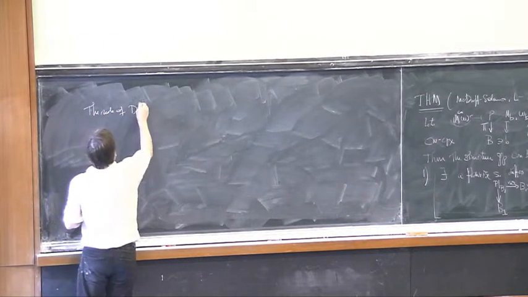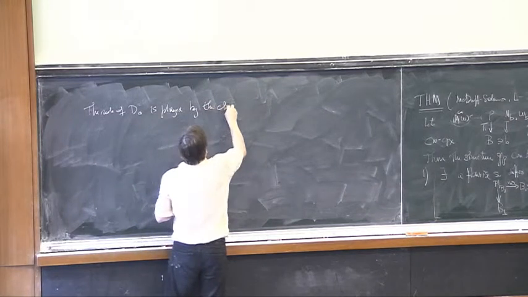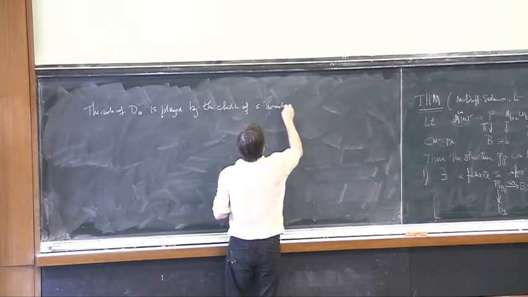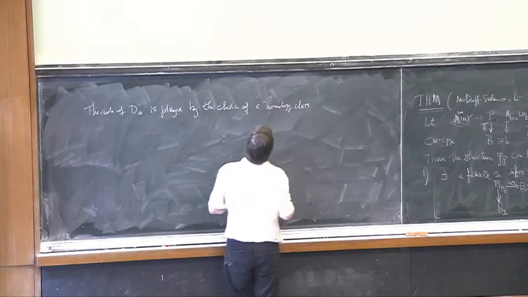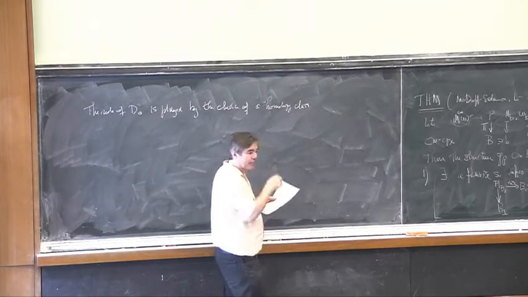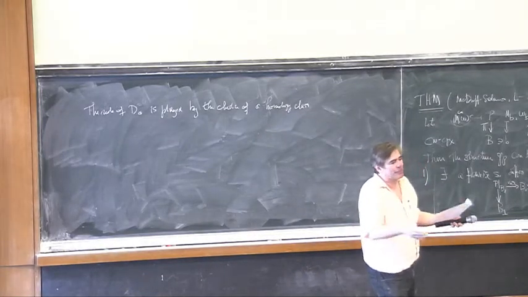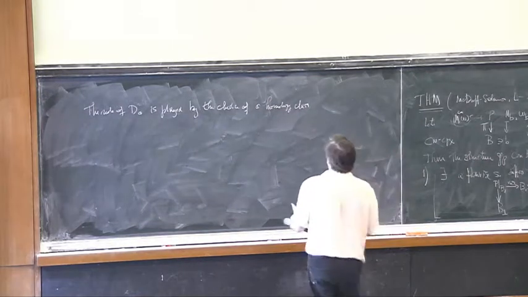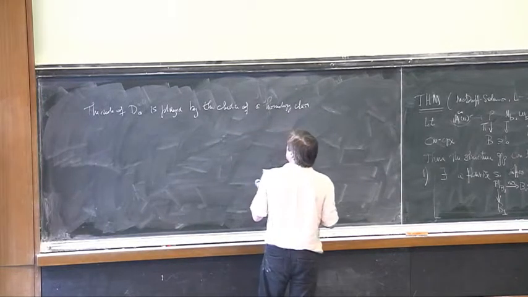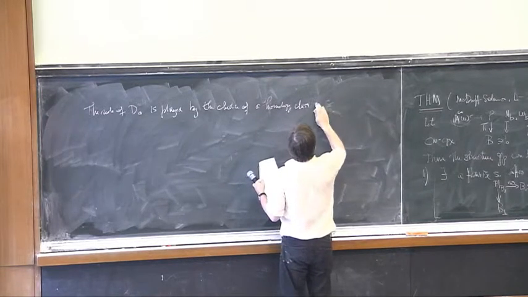The role of D0 is played by the choice of a homology class. You can always work with homology classes or homotopy classes, but homology classes are smaller, so you get all the same results. It is better to have the same result with a smaller theory. This is why many people work with homotopy classes, but I prefer to work with homology classes. So the role of this is always played by the choice of a homology class in the section homology class.